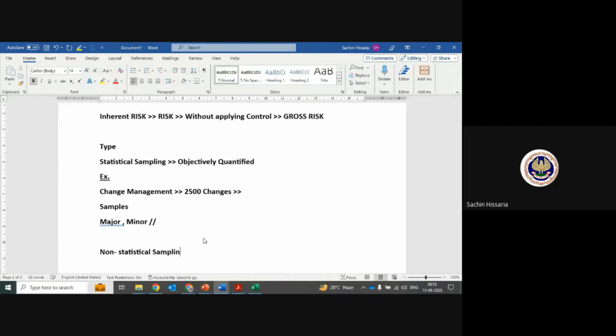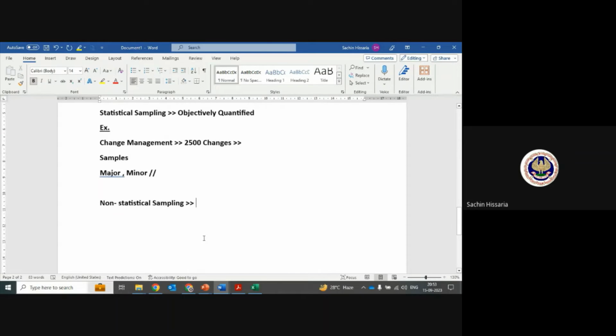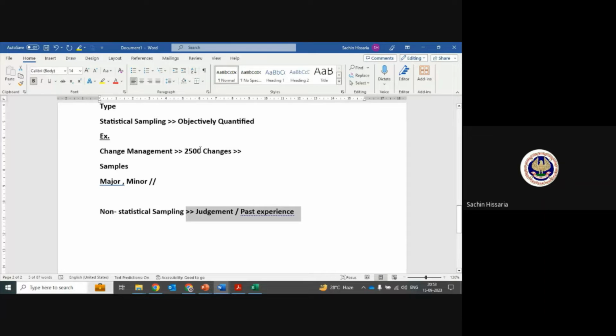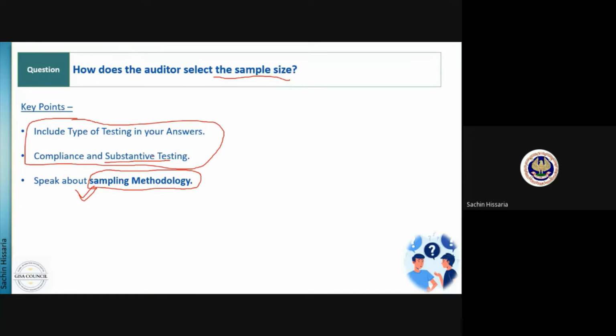So basically, in non-statistical sampling, as an auditor, you will use your judgment or past experience to select the sample. Now, suppose instead of doing an analysis, you are randomly selecting some 30 samples, so it is like a judgmental sampling. So we should know what is a statistical sampling and what is a non-statistical sampling. We need to highlight at least these two types of sampling in the answer.